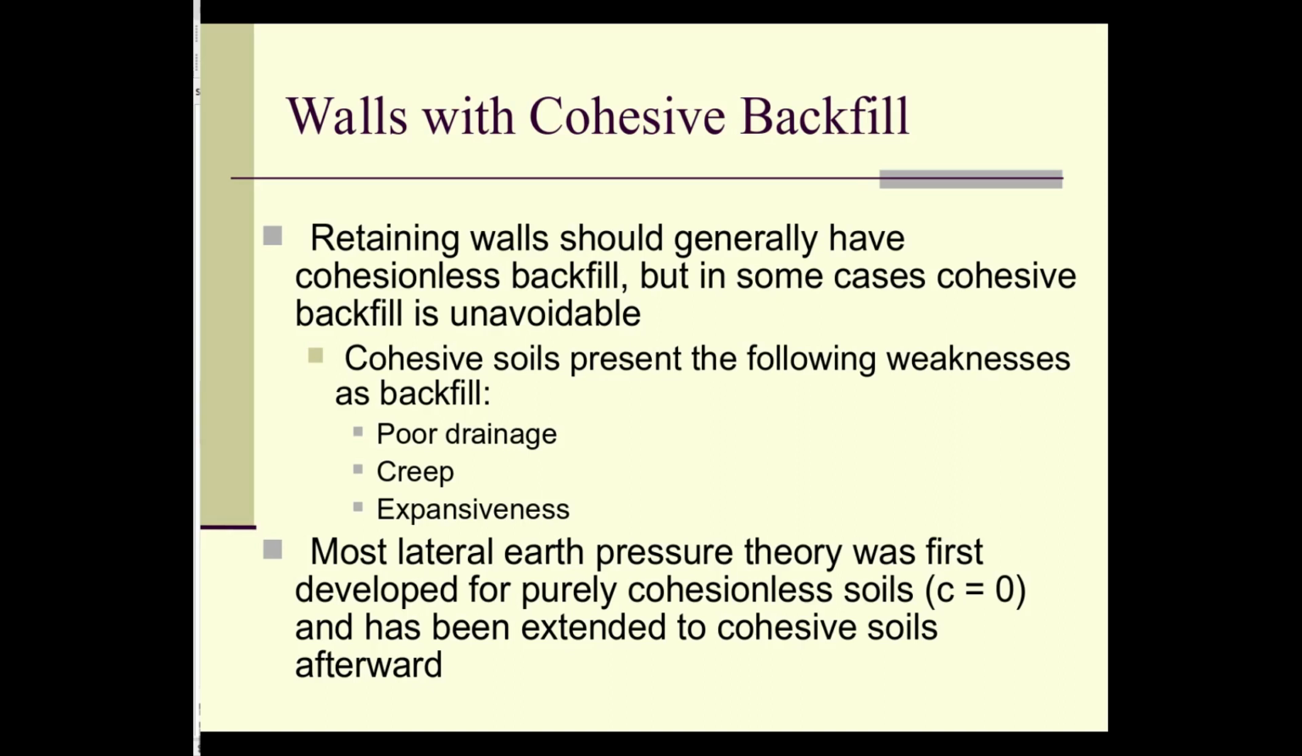Ideally, retaining walls should have cohesionless backfill. In some cases, cohesive backfill is unavoidable, especially if you're in an area where that's the predominant soil. The problem with cohesive backfills is primarily, number one, poor drainage. Creep and expansiveness are problems depending on the type of cohesive soil you have, but poor drainage is number one. And in fact, it is in some ways the leading cause of retaining wall failure.